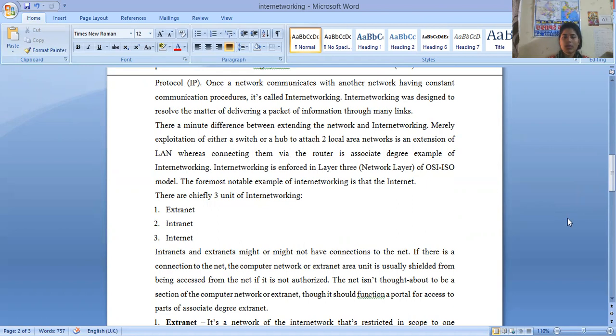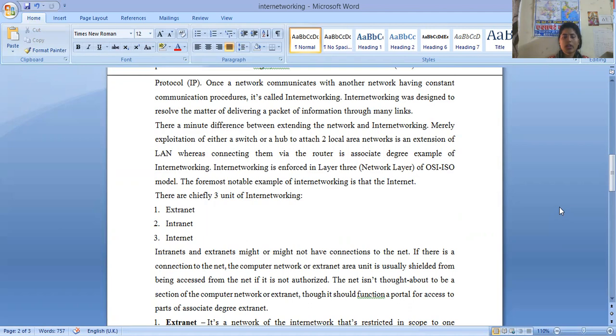If we talk about the internet, then the intranet and extranet might have connections to the net. The computer network or extranet is usually shielded from being accessed from the net if it is not authorized. The net is thought of as a section of the computer network or the extranet also.